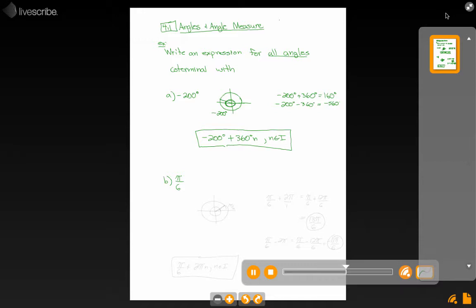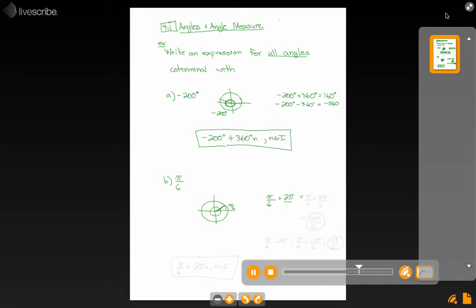Now, looking at the second example, pi over 6, I'm going to draw pi over 6. It's actually quite a small angle. Turns out that it's a 30 degree angle, but pi over 6 radians is right there. If I want an angle coterminal with it, I could add 2 pi radians to it and come up with that.